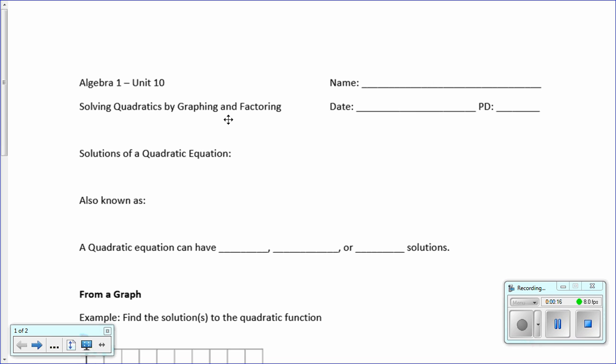Anyway, we're going to get into our next unit, which we started in class. We started quadratics in class and we looked at the basics about what the graph looks like and what the graph can tell us. Today we're going to be solving quadratics using the graphs and using factoring. I know it's your favorite thing. So let's go ahead and get into it.